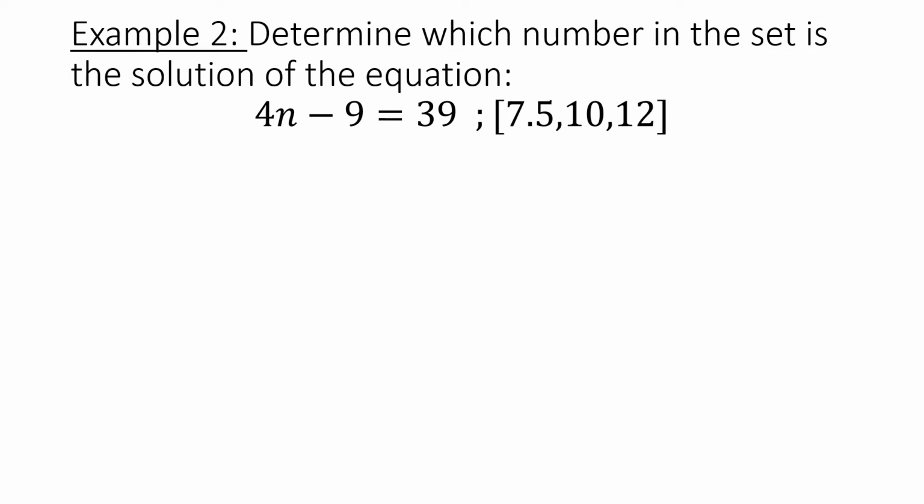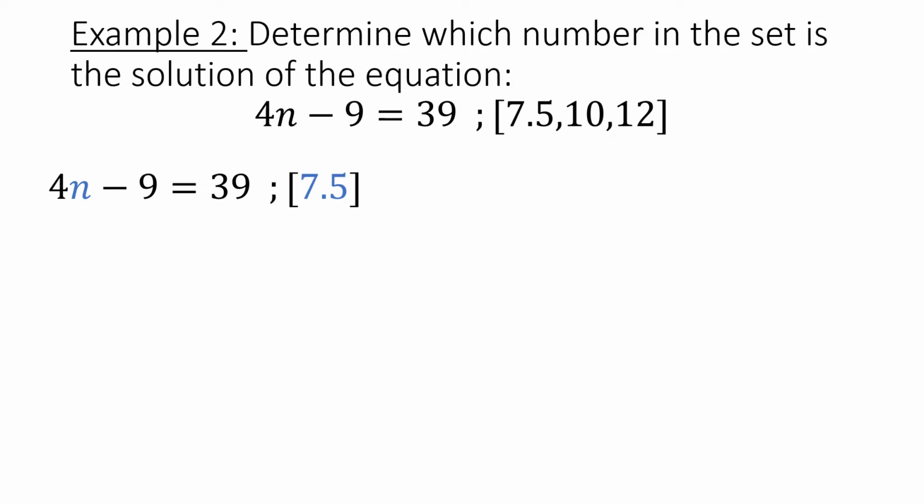I'm going to go through the same process here for example 2. I have 4n minus 9 is equal to 39. I have three numbers, 7.5, 10, and 12. I'm trying to figure out which one is the solution of the equation. So I'm going to substitute each one separately and see which one will give me 39.